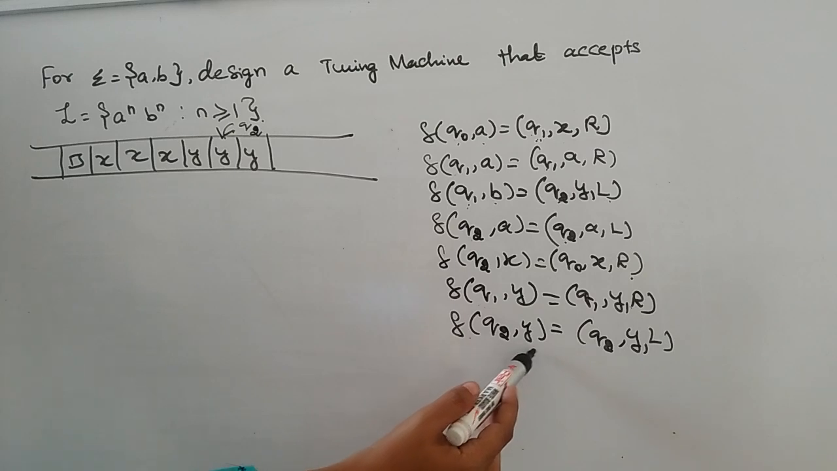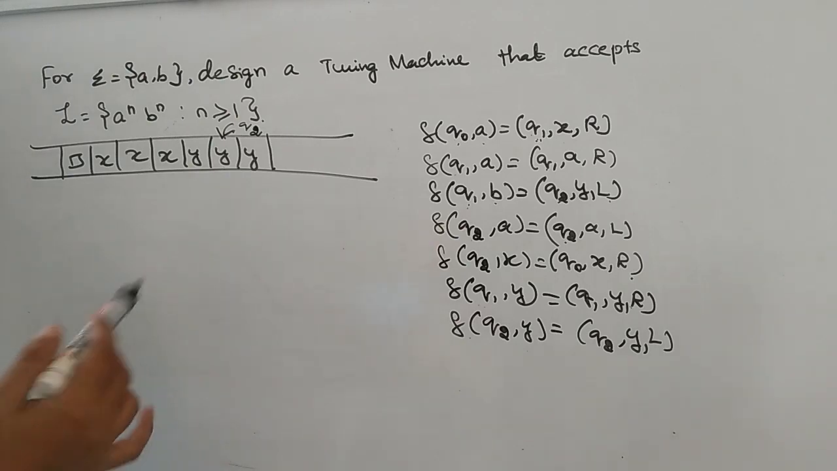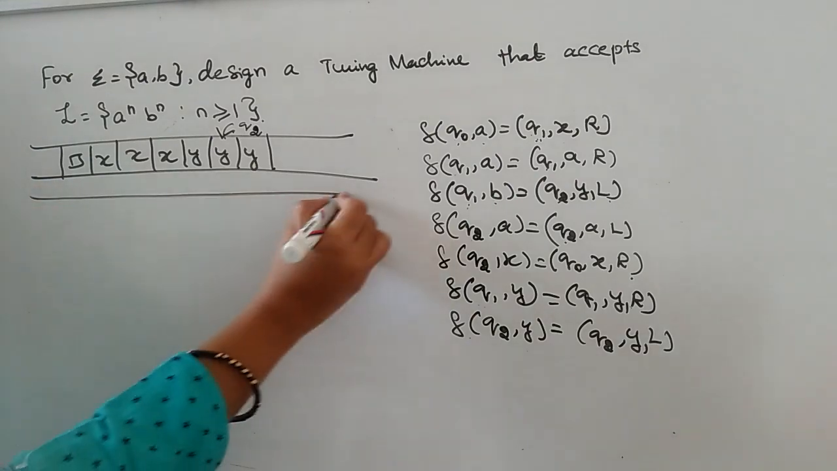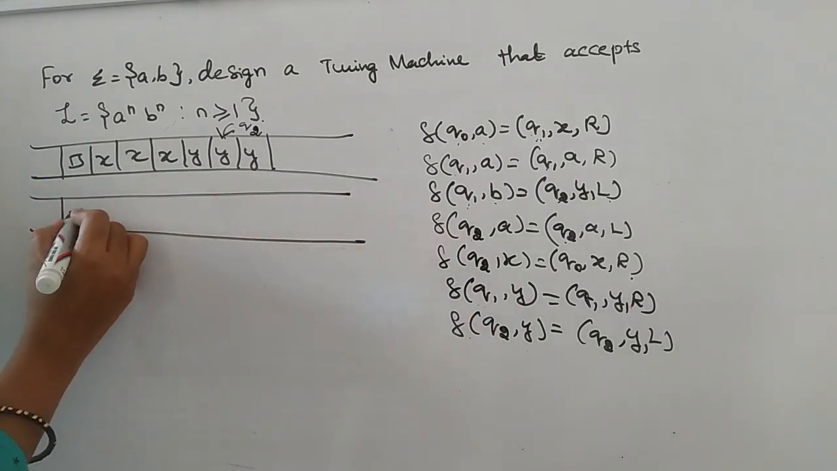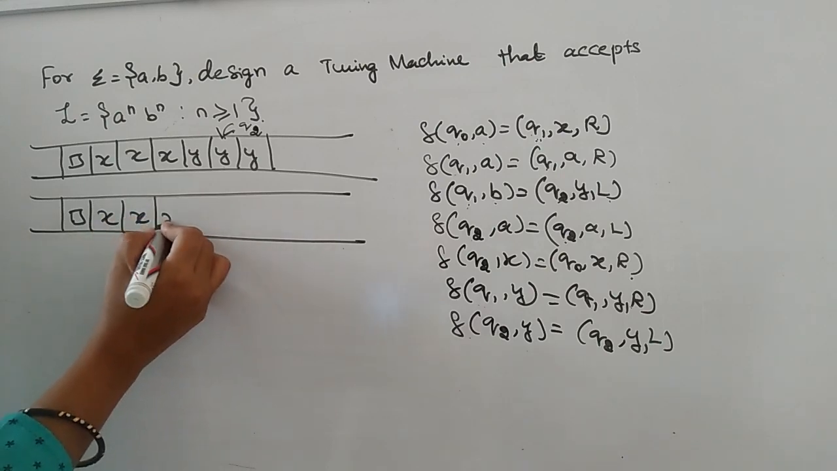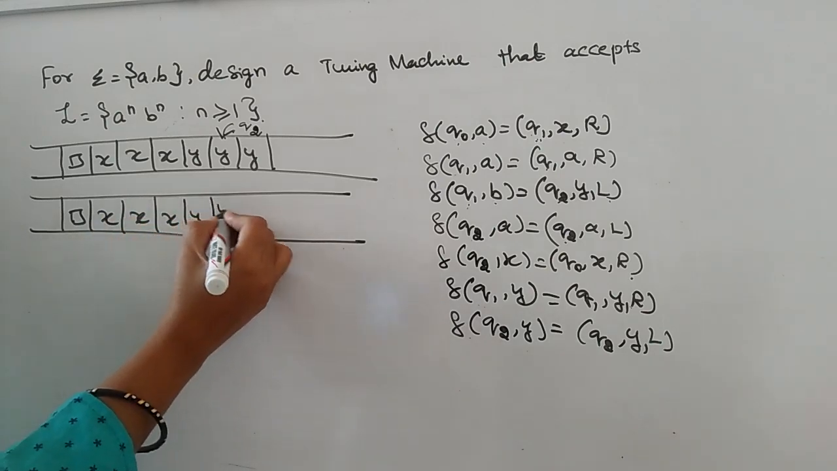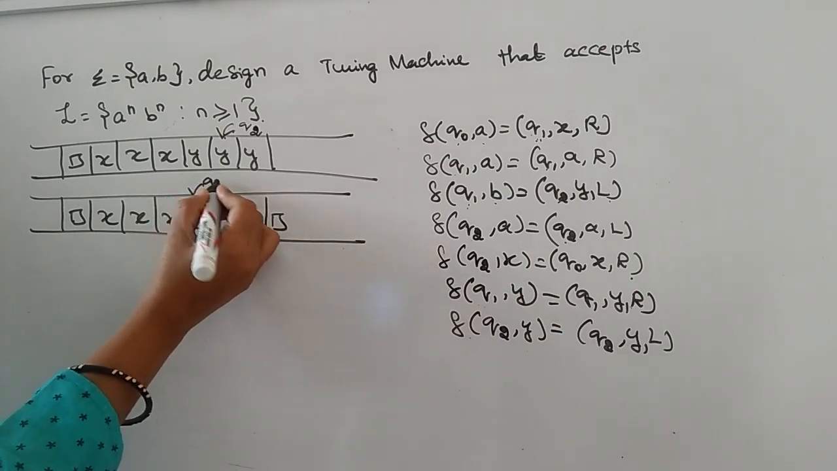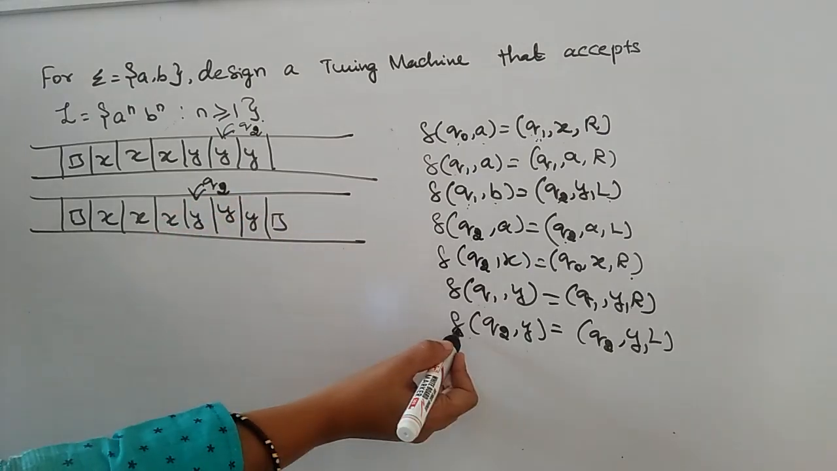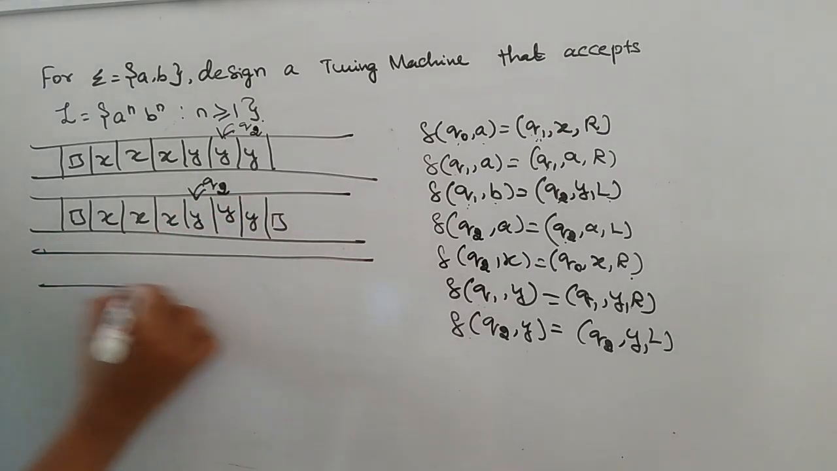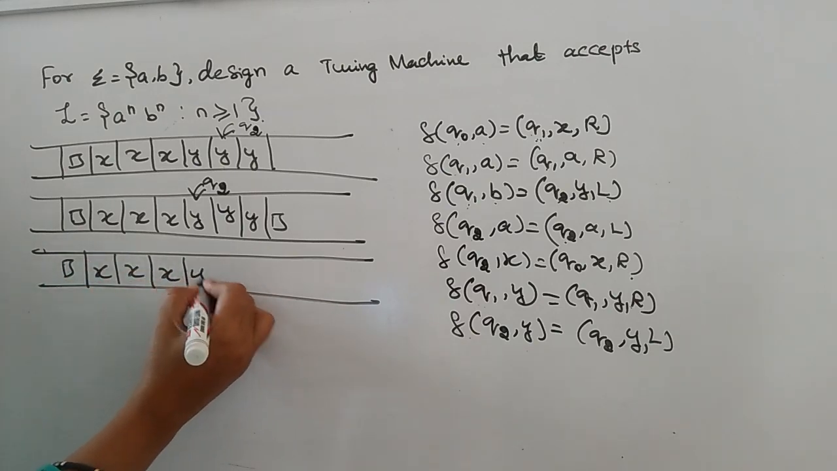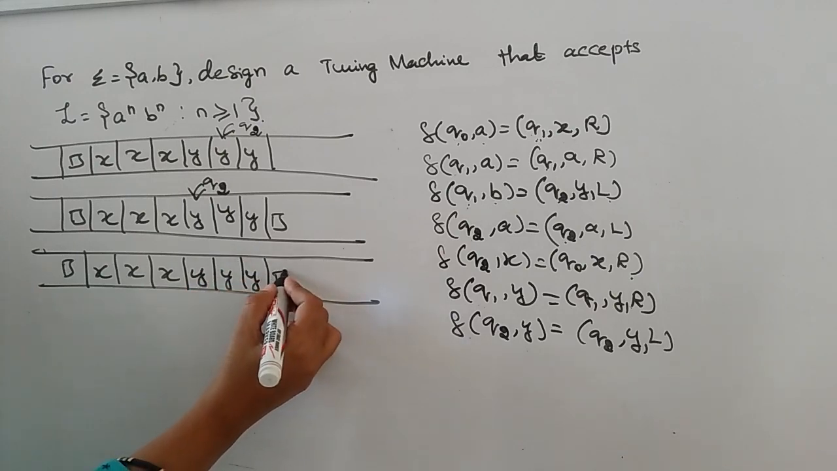Del of Q2 comma Y is equal to Q2 comma Y comma L. It means we are not going to replace anything, simply we are going to shift our read write head towards left. That means we can write it here as X, Y, and here we are having blank. Simply we have shifted here. And again, as per this transition, we are just going to shift our read write head towards left. Right?